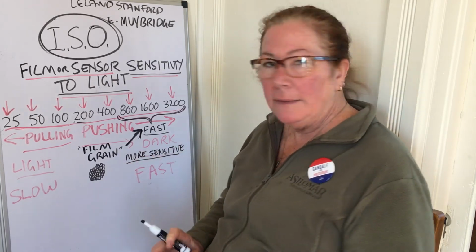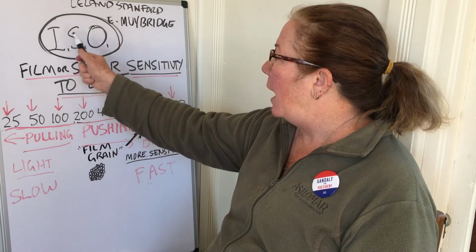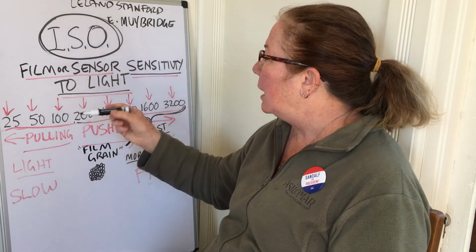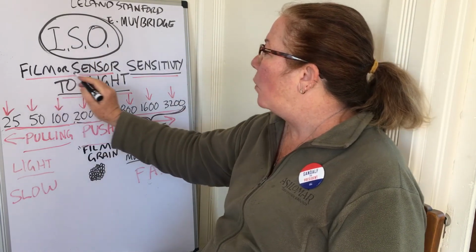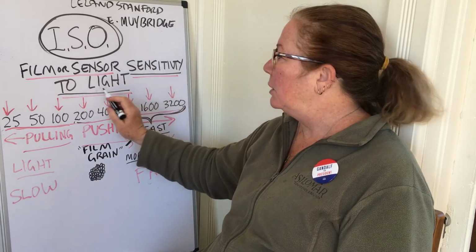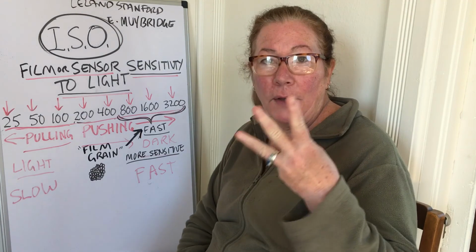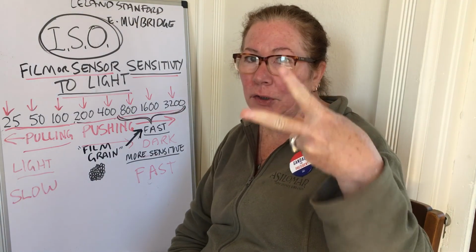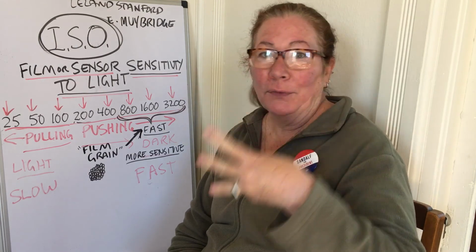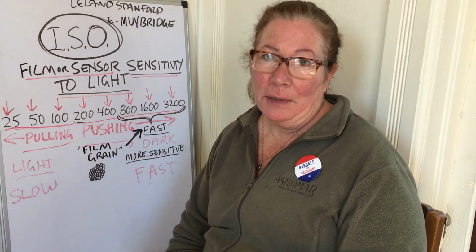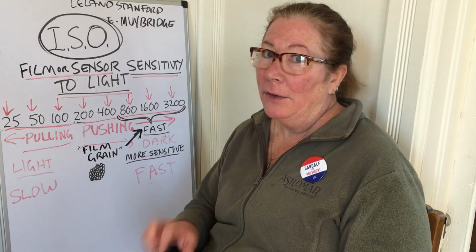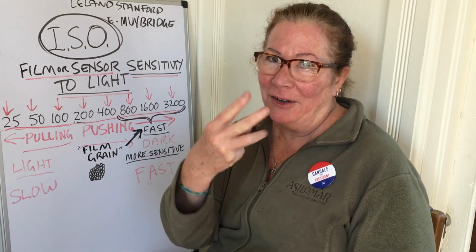Okay, so that's it about ISO. International Standards Organization describes your film or sensor's sensitivity to light. And that's all it is. It's one of the 3 controls on your camera that control exposure. Remember, aperture, shutter, ISO. There's only 3. You guys ought to be able to remember that. 3 controls: aperture, shutter, ISO.